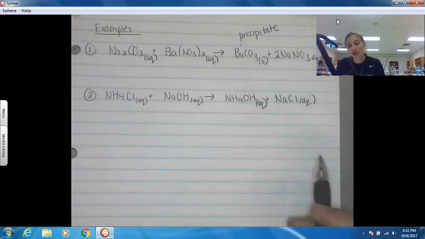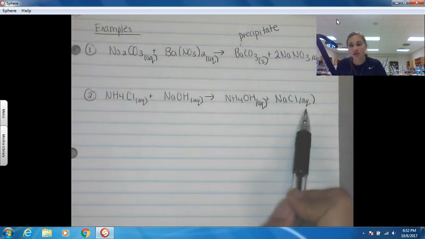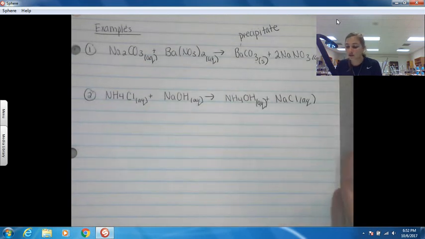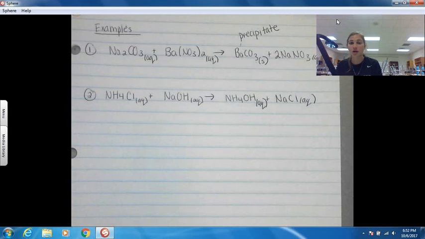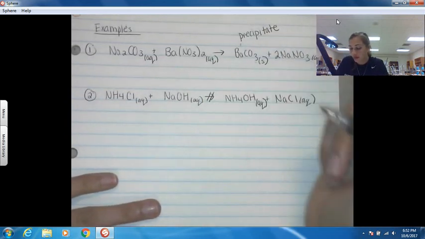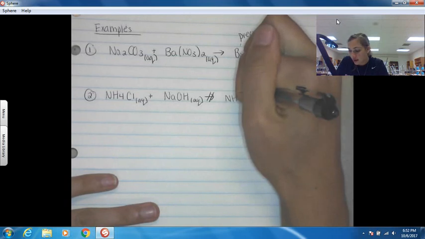So since we have two aqueous products, that means that all of these reactants and products are totally dissolved in water, so all the ions are just floating around, and no ions have come together to form a solid. So that means no reaction occurred. So you put a double slash through the arrow and write no reaction.